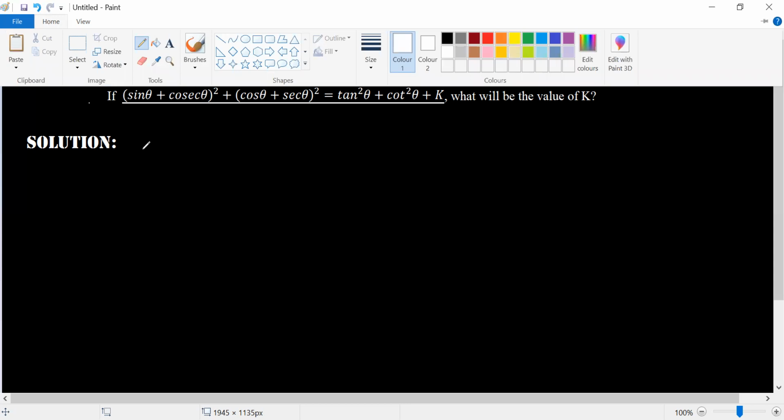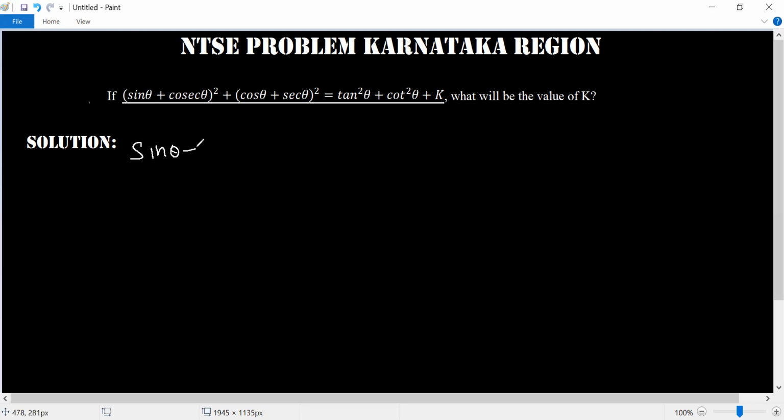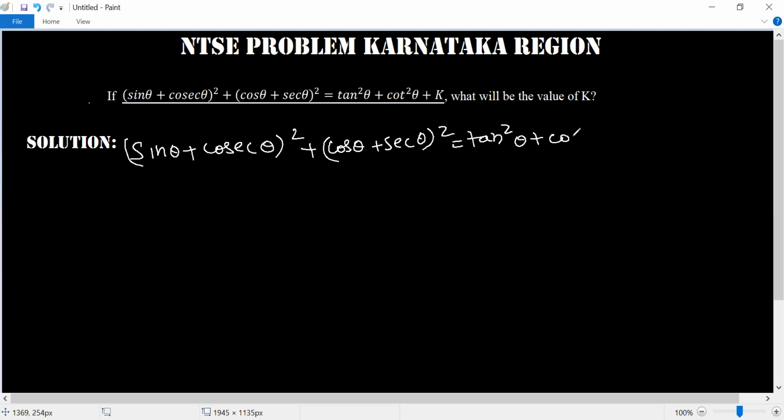Sin theta plus cosec theta whole square plus cos theta plus sec theta whole square equals tan square theta plus cot square theta. Now, there are a few formulas and trigonometric identities which we are going to use in this problem. Let's write down these identities and formulas quickly.